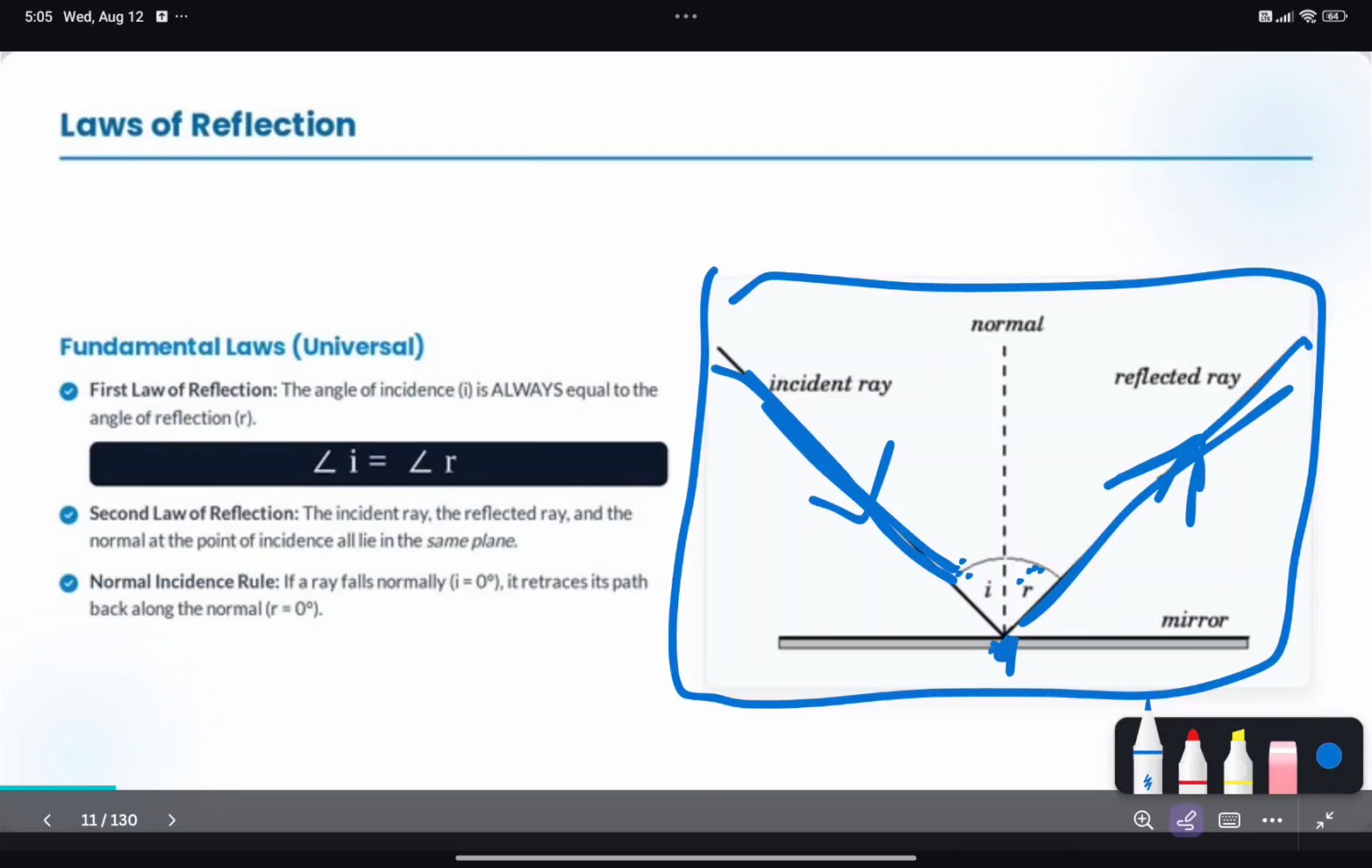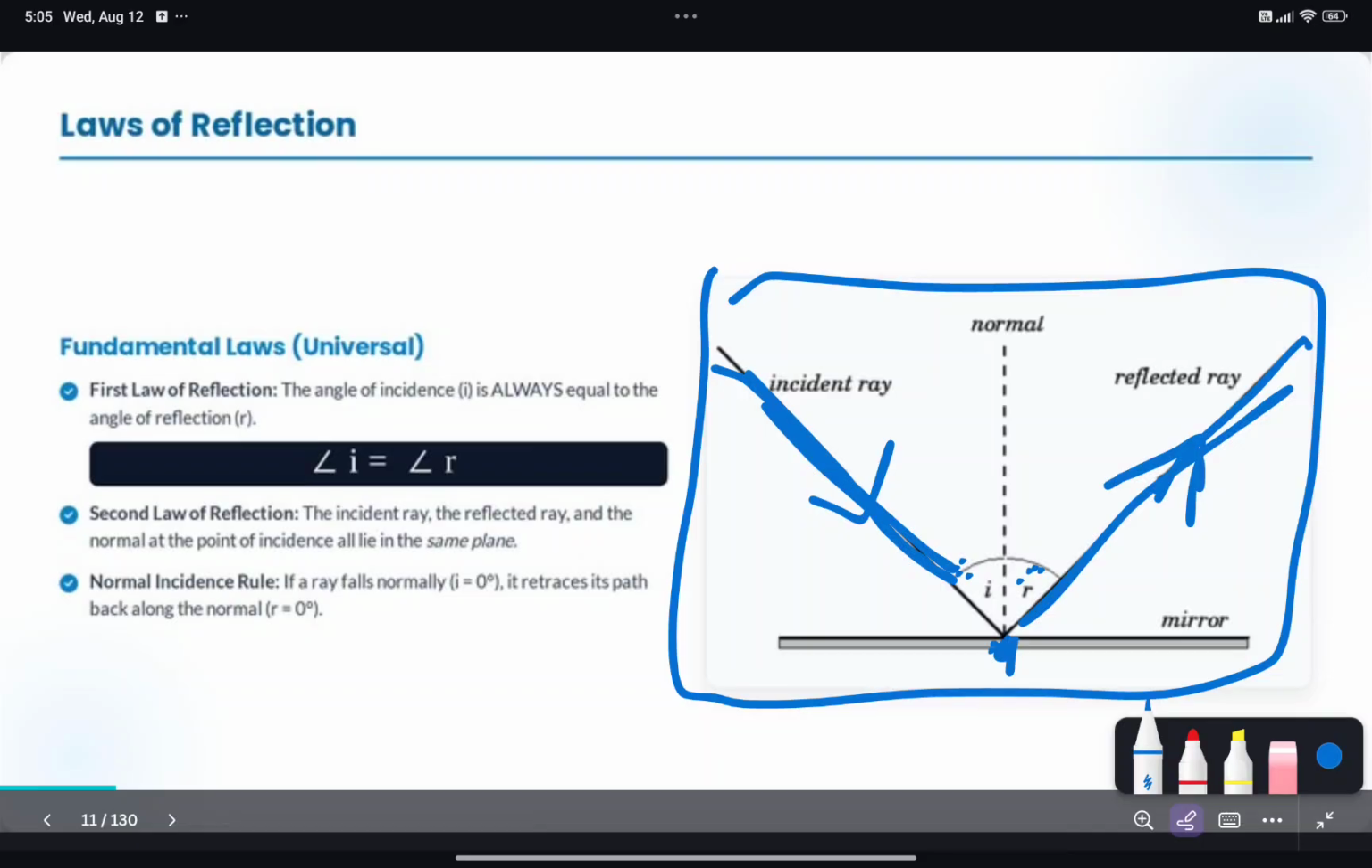Now we will discuss clearly. What is meant by the second law of reflection? The incident ray, the reflected ray and the normal at the point of incidence all lie in the same plane. We simply call it the second law of reflection. Done or not?